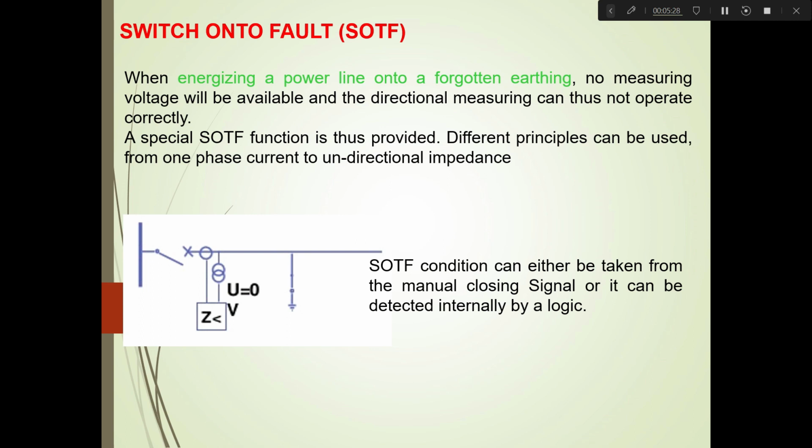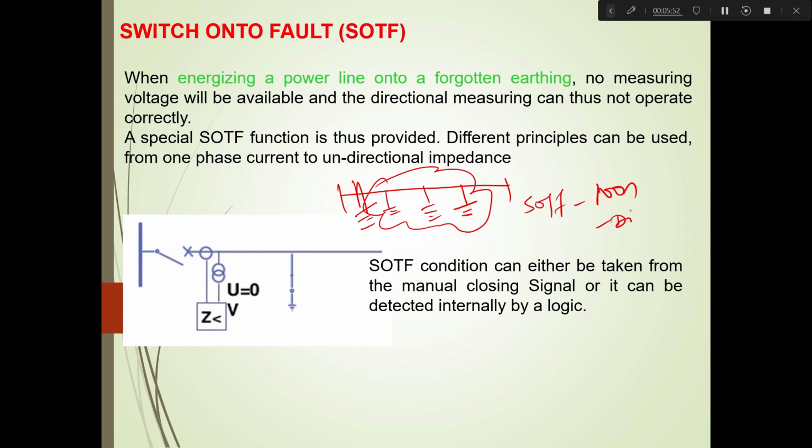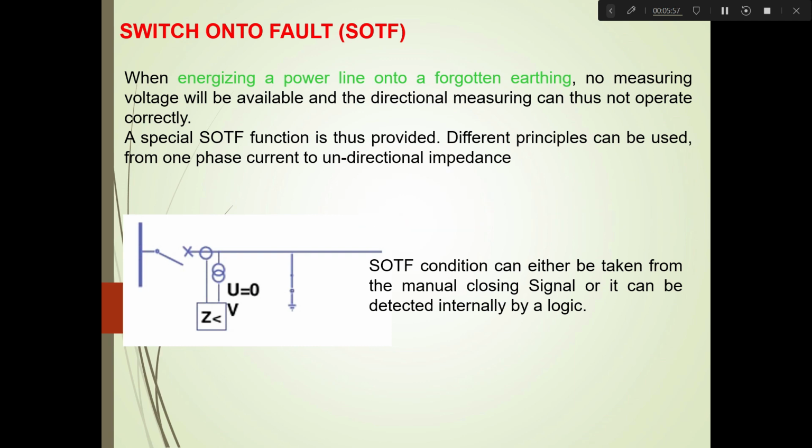In some relays, we use impedance based SOTF protection also. Another important thing is that we can forget to remove the earth switch not only on the line, but even at our substation end or our local end. So the SOTF must be a non-directional protection function. So SOTF is a non-directional instantaneous overcurrent protection function which starts after the breaker closing command is given.